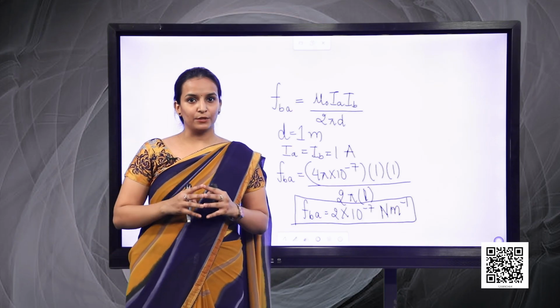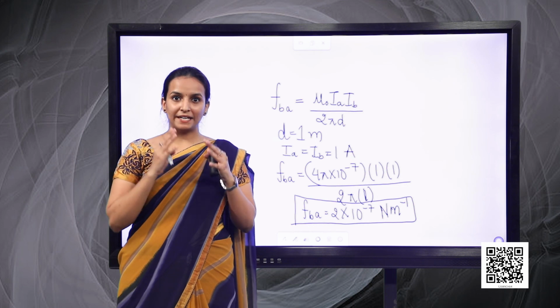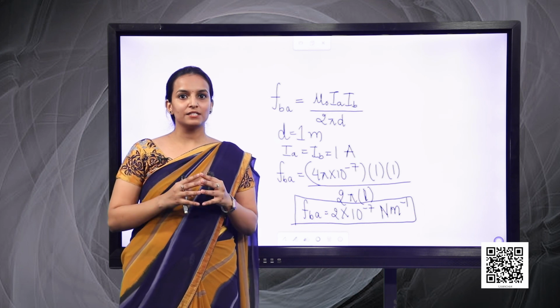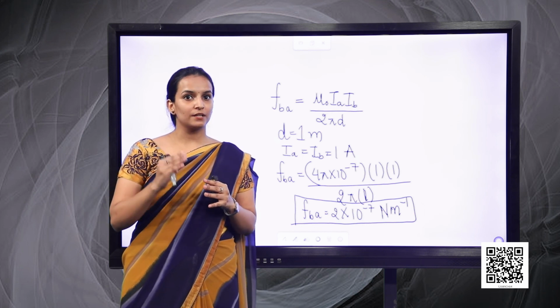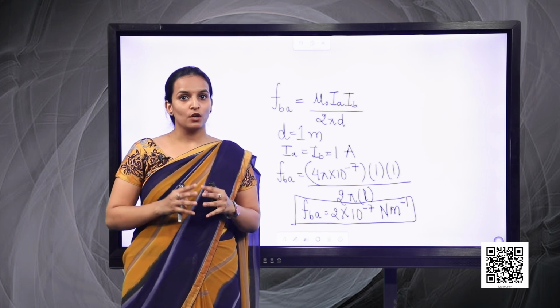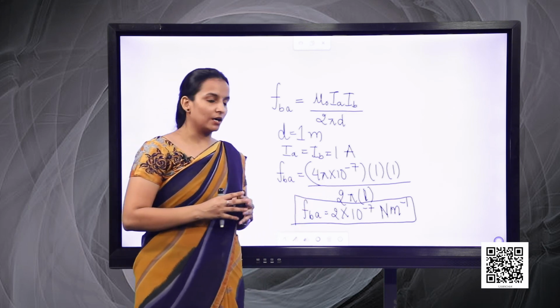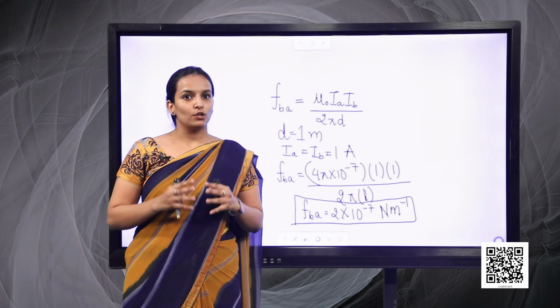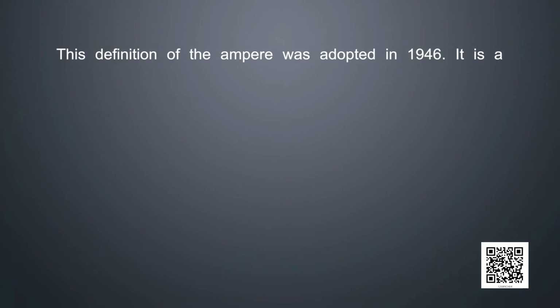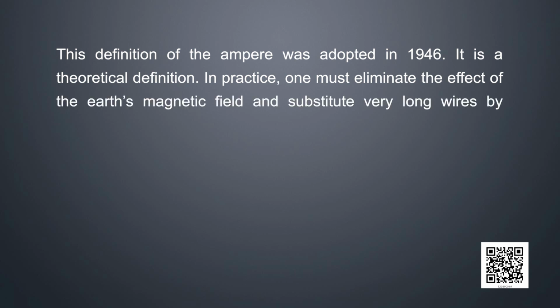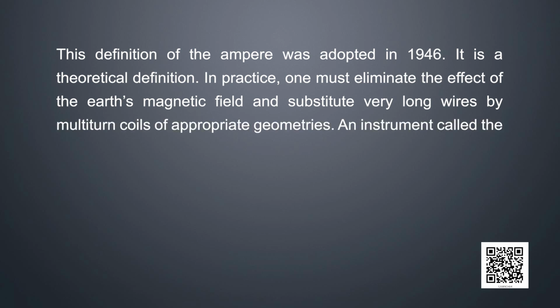The ampere is the value of that steady current which, when maintained in each of the two very long, straight, parallel conductors of negligible cross section and placed 1 meter apart in vacuum, would produce on each of these conductors a force equal to 2 multiplied by 10 raised to the power minus 7 newtons per meter of length. This definition of the ampere was adopted in 1946. It is a theoretical definition. In practice, one must eliminate the effect of Earth's magnetic field and substitute very long wires by multi-turn coils of appropriate geometries.